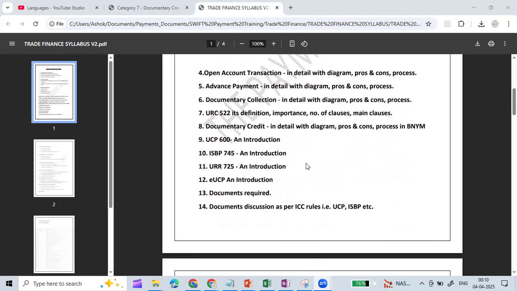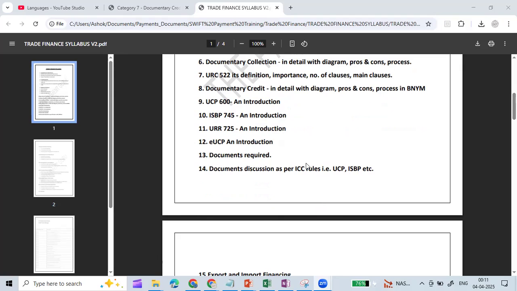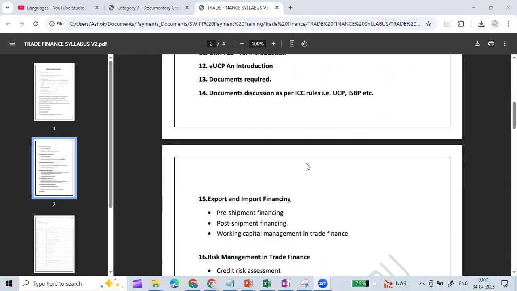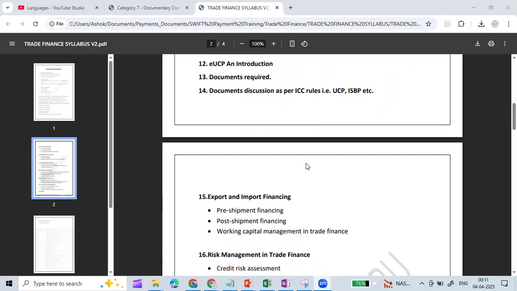Then open account transaction in details with diagram, pros and cons of the process, advance payment, documentary collection, URC 522, its definition, the number of clauses and the main clauses, documentary credit in detail, diagrams with the respective use cases, UCP 600, ISBP 745, URR 725, EUCP, documents required for the trade finance, import and export documents, discussion as per the ICC rules, that is UCP and ISBP.